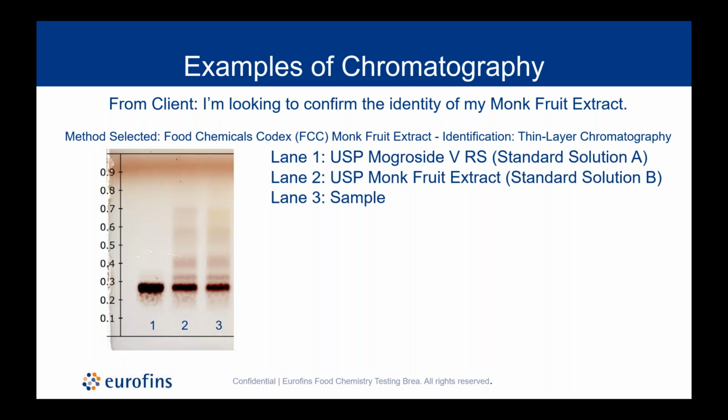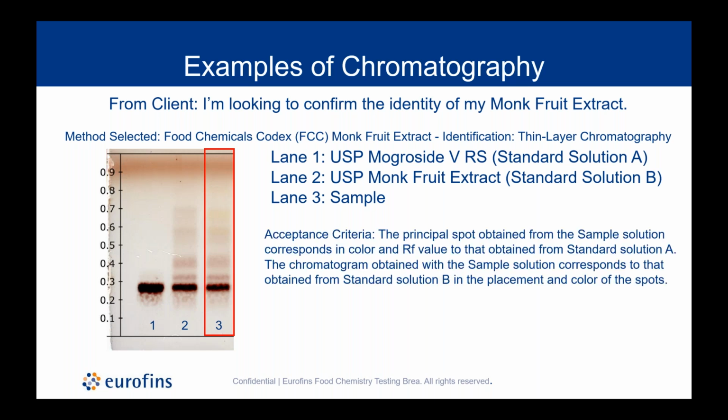And so first we have here just the image of the plate and the lanes 1, 2, 3. We have our standard solution A and B, and then our sample is in lane 3. The lane 1 is our Mogroside 5 reference standard, and lane 2 is the USP monk fruit extract standard.